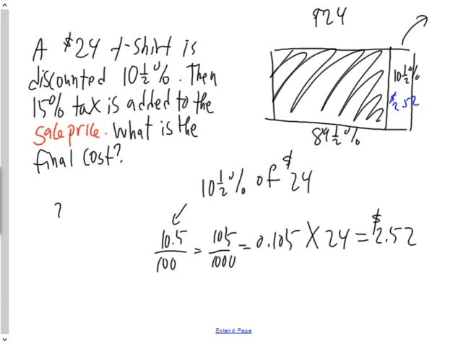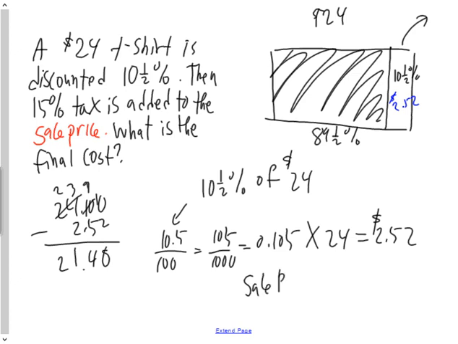So now I take my $24 t-shirt, subtract the discount of $2.52. I get an 8, I get a 4, I get a 1, I get a 2. The cost of the shirt after the sale price will be $21.48. So that is one way to do it. You can calculate the sale price and subtract it from the cost of the item.